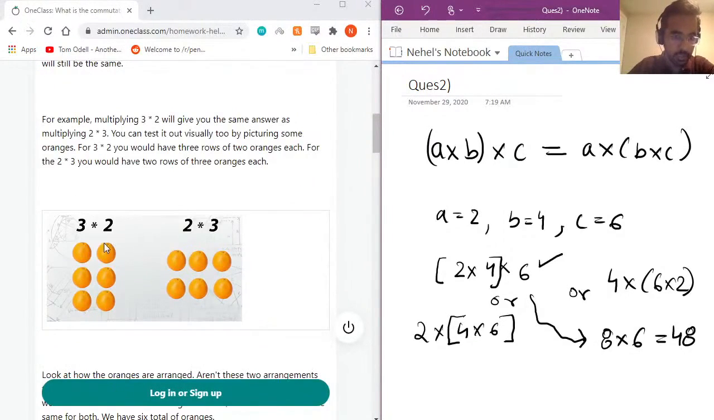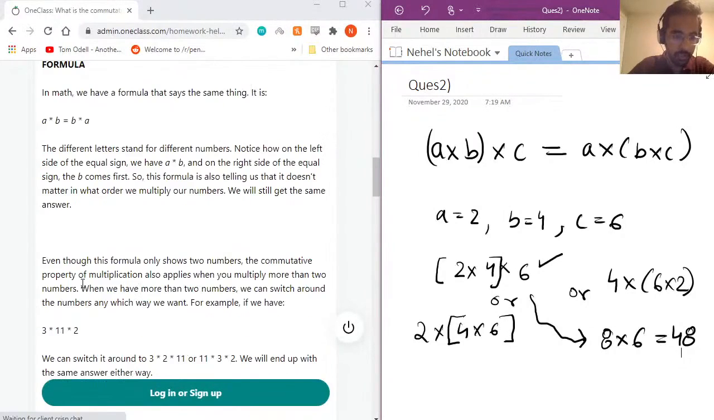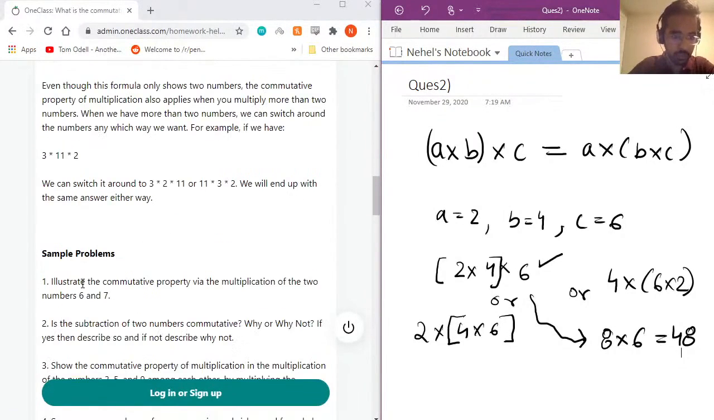So here we are representing them in rows and columns. If you look at this, you have 3 rows and 2 columns of oranges, but at the end of the day, you still have 6 oranges, regardless of whether you arrange them like this or like this. So this is pretty good. It explains it very well.